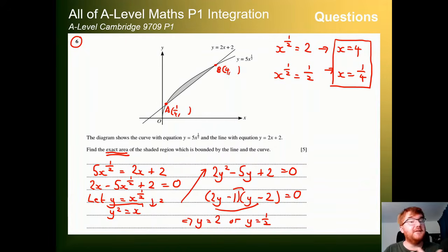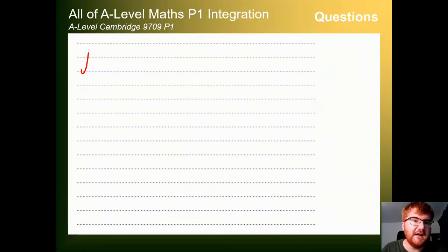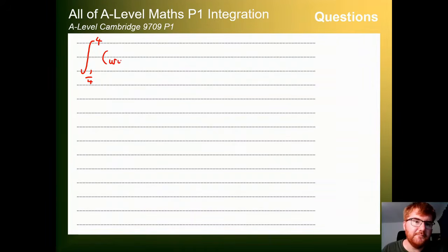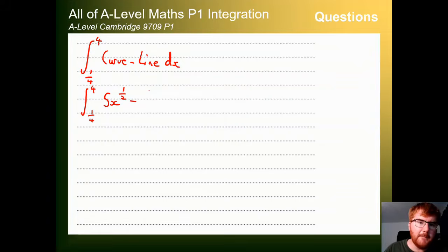So now we have our limits of integration here. Now notice between a and b, the curve is higher, it's bigger than the line. So when we come to integrate this, we're going to integrate between 4 and a quarter, which is why we worked those out in the first place. And we want curve minus line. So we're going to be integrating between 4 and a quarter. Our curve is 5x to the power of a half minus the line, which is 2x plus 2 dx.